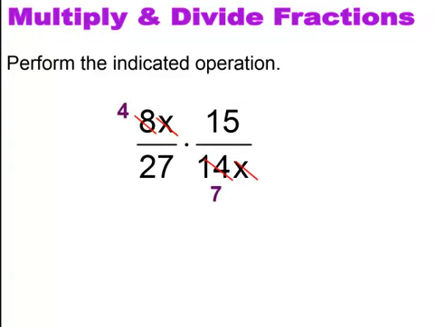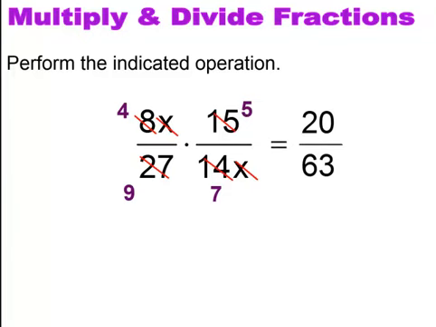Okay, you're going to simplify here. 2 goes into 8 4 times. 2 goes into 14 7 times. Notice the variables cancel. And then I have 3 goes into 15 3 times. 3 goes into 27 9 times. Now I'm going to multiply across.